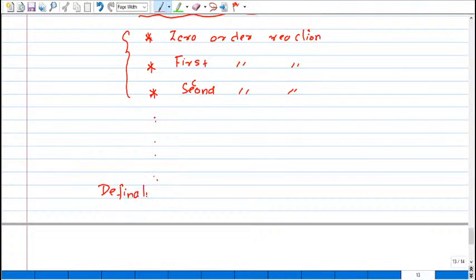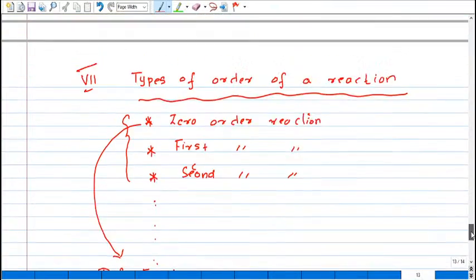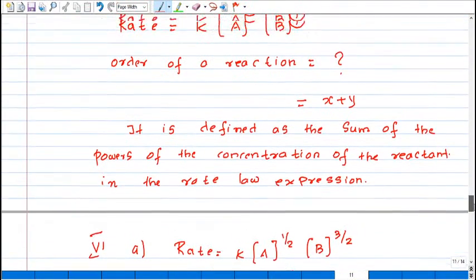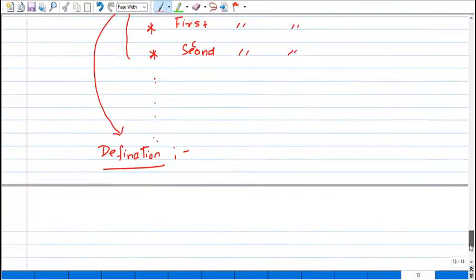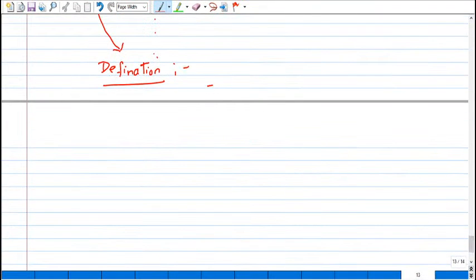Definition of zero order reaction. For the first one, zero order reaction. We know what is the order of a reaction. Already we have written it. I just want to go back. Order of the reaction is the sum of the powers of the concentration of the reactant in the rate expression. If it is zero order reaction, I am writing the definition, you can also write it in your notebook.